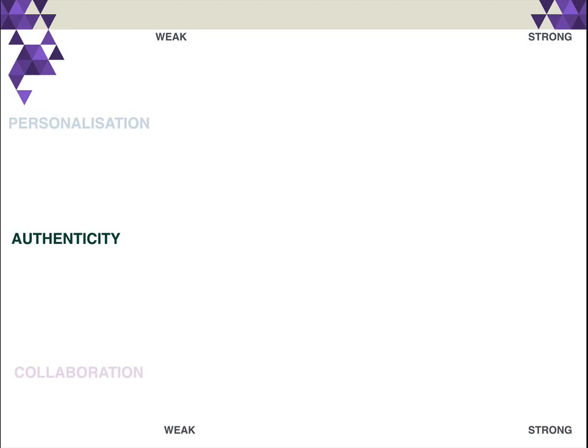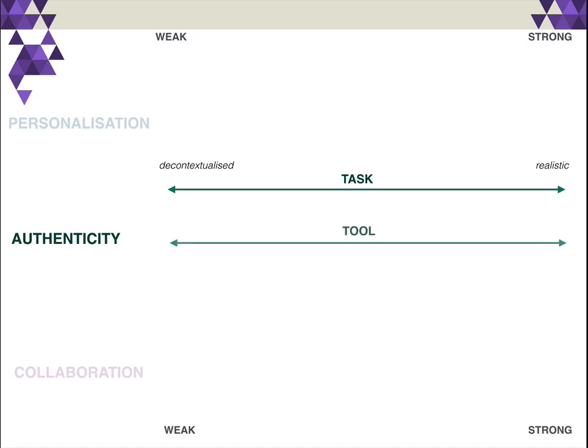Here we see the continuum for task and tool, and as in an earlier movie, you'll remember that each of these continua is separated by binary terms, in this case decontextualized at the weaker end and realistic at the stronger end. And in the case of the subconstruct of tool, we're using the term artificial and practitioner-like.